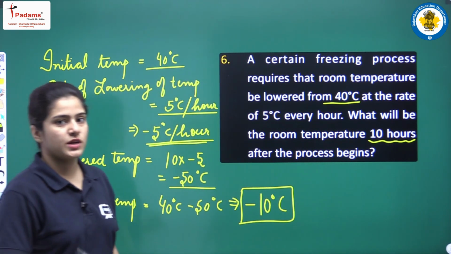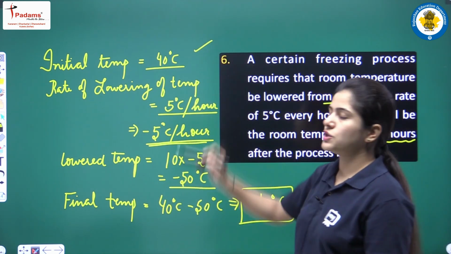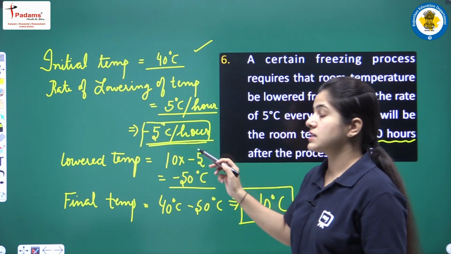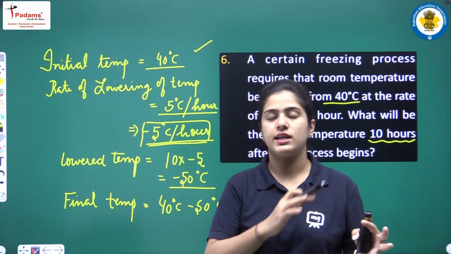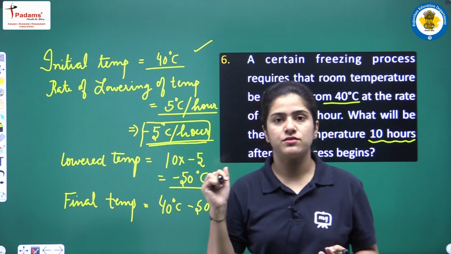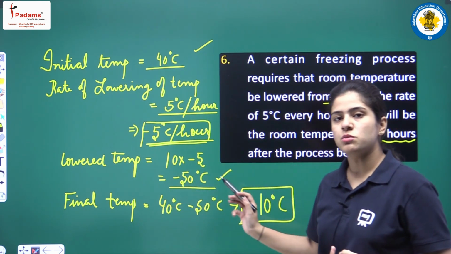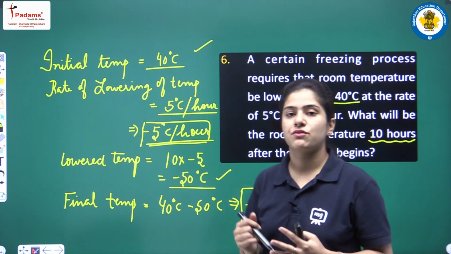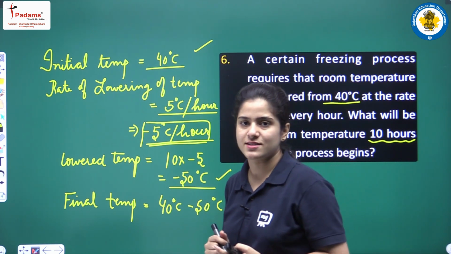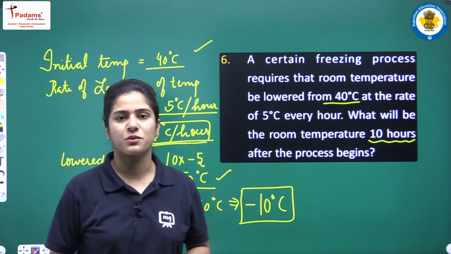Alright students, so here you can have a look in this question. Initial temperature was given to you 40 degrees Celsius, and after that we are calculating the temperature after 10 hours. It is mentioned that the temperature is lowered for 10 hours at the rate of 5 degrees Celsius. So we have just done the same thing. 10 into minus 5 is equals to minus 50. So the final temperature is 40 minus 50 is equals to minus 10 degrees Celsius. Alright students, so this was your 6th question. So let's move to the 7th question.